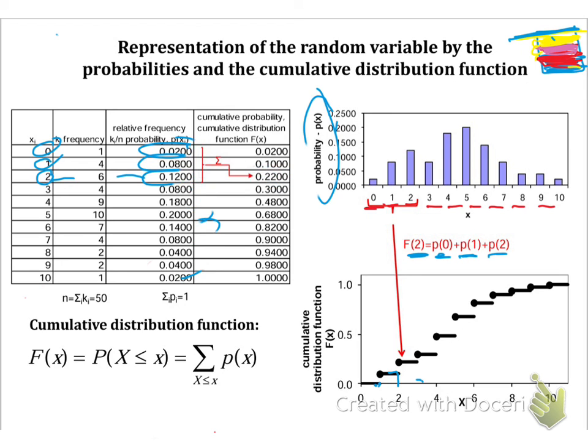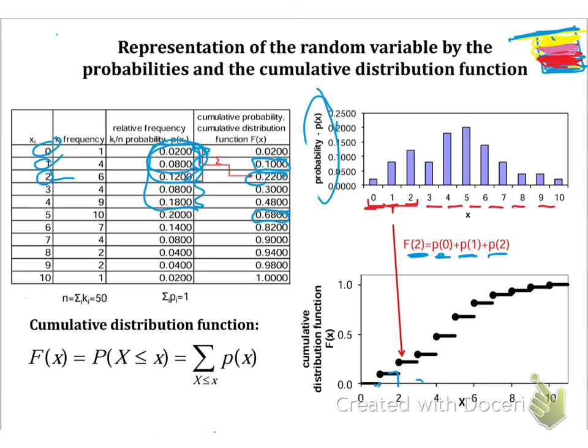This cumulative here, at any point, equals the sum of all the probabilities above it. Because the probability here equals this plus this, and the probability here equals all of them, and so on. So no need to repeat. I hope this one is clear. It is simple, but I hope it's clear.